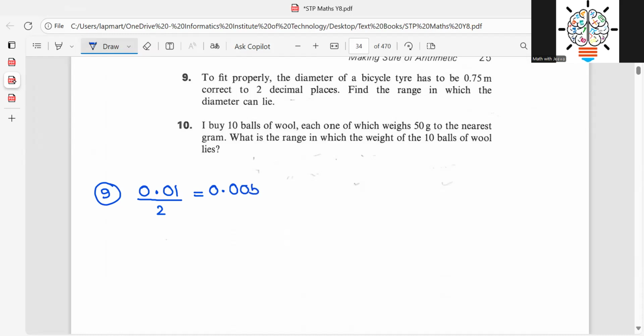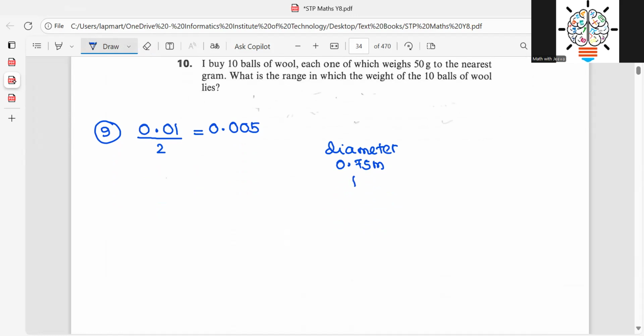Okay. So then what they are talking about, the diameter. The diameter they are talking about is in meters. So I'll write the straight away answer: diameter, it is 0.75 meters. Corrected to what? Corrected to 2 decimal places.